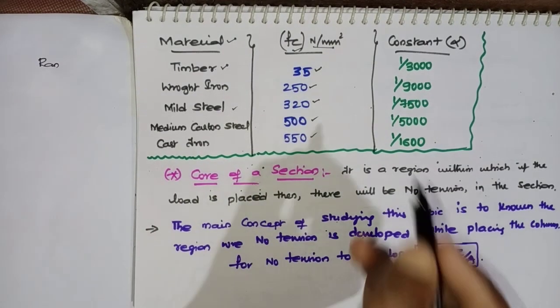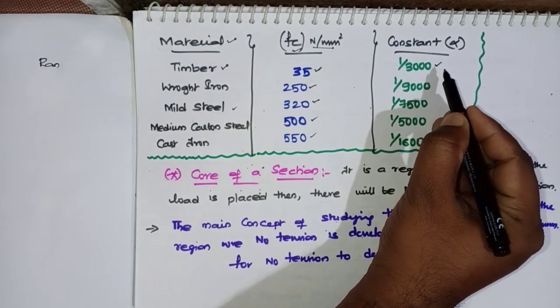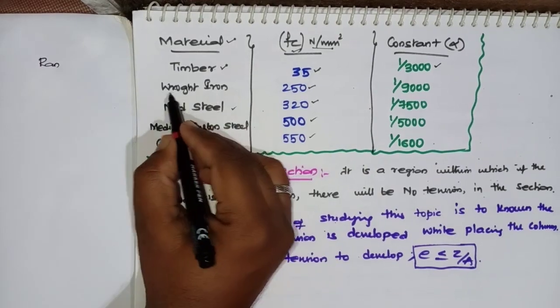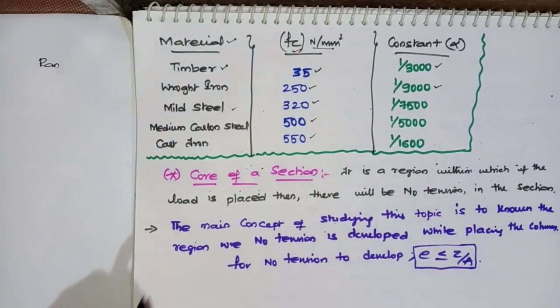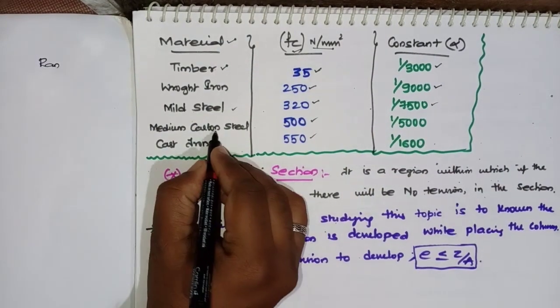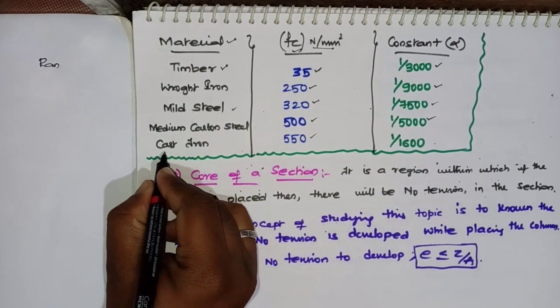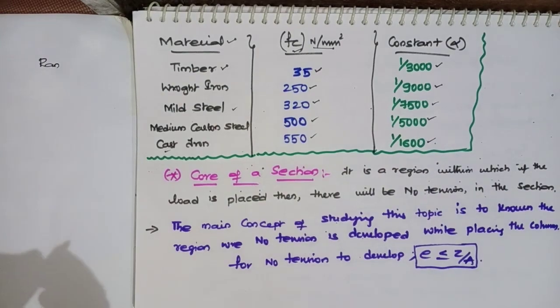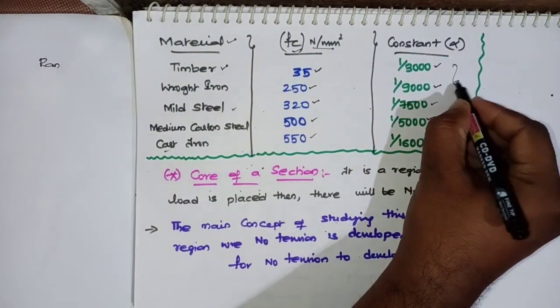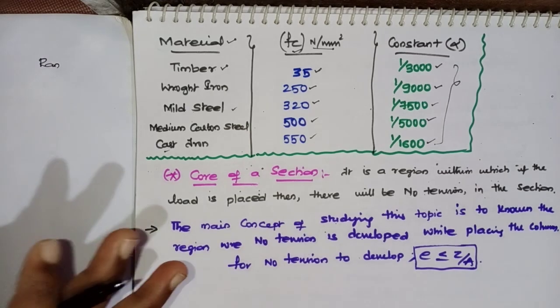Now for timber, Rankine's constant alpha is 1 by 3000. Wrought iron is 1 by 9000. Mild steel 1 by 7500, carbon steel 1 by 5000, and cast iron 1 by 1600. These are the values you are supposed to keep in mind. Don't forget these values. This is regarding your Rankine's formula.